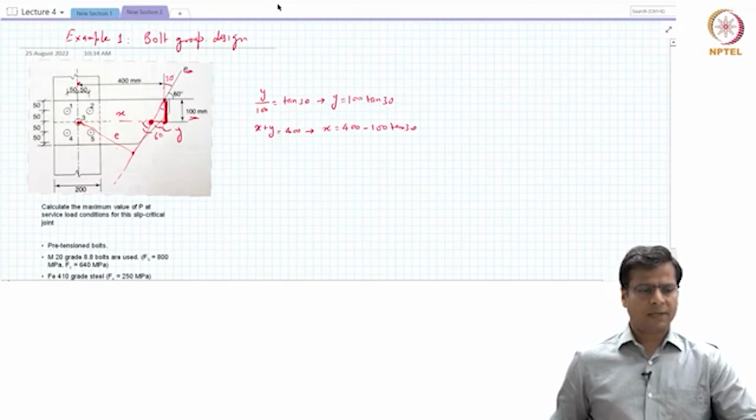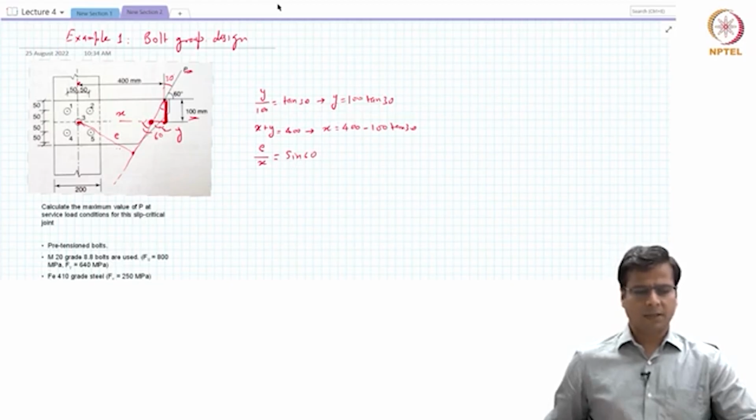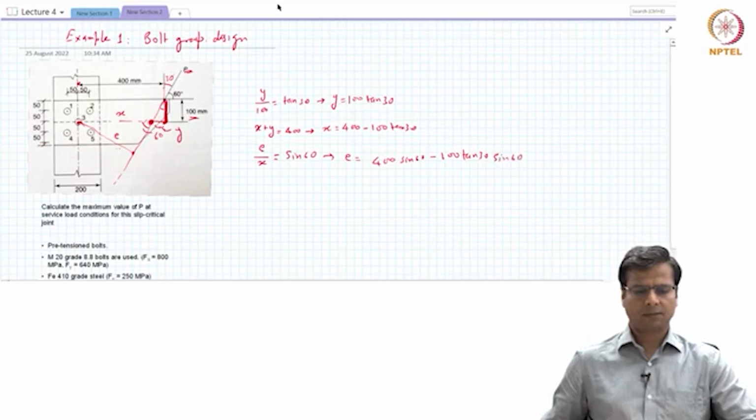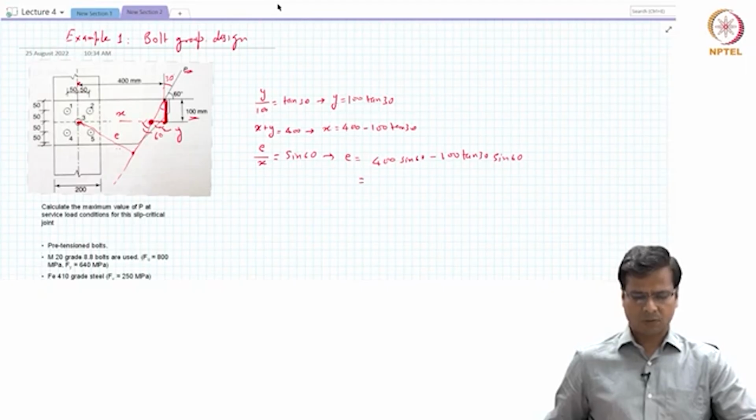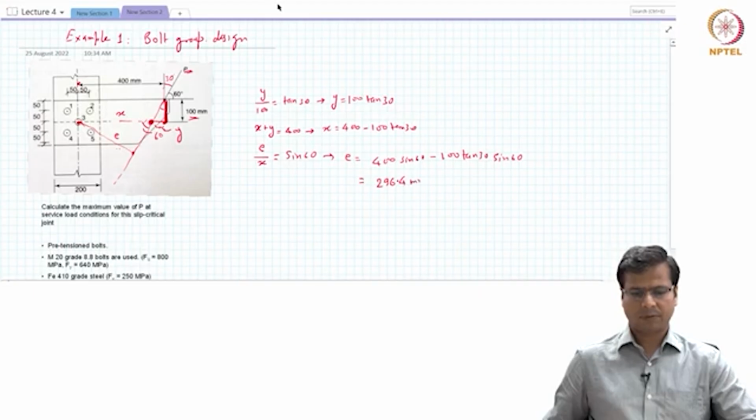Once we know the distance X, we can calculate distance E, because the relationship between E and X is that E divided by X equals sine 60. Therefore, E will be equal to (400 minus 100 tan 30) times sine 60, which we can calculate to be 296.4 millimeters. So the eccentricity is this much, and if the eccentricity is known, we know how much moment is acting.